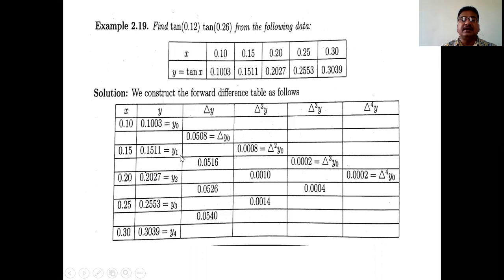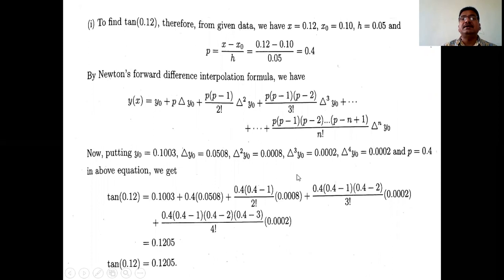And what are the entries? This minus this at this place. Actually, this is f of a, this is delta f of a, this is delta square f of a, delta cube f of a, and this is delta raised to 4 f of a. Then write the Newton's forward interpolation formula. Before that, find the value of u. Instead of p, write u. What is u? It is x minus the first value of x, that is a, divided by h.